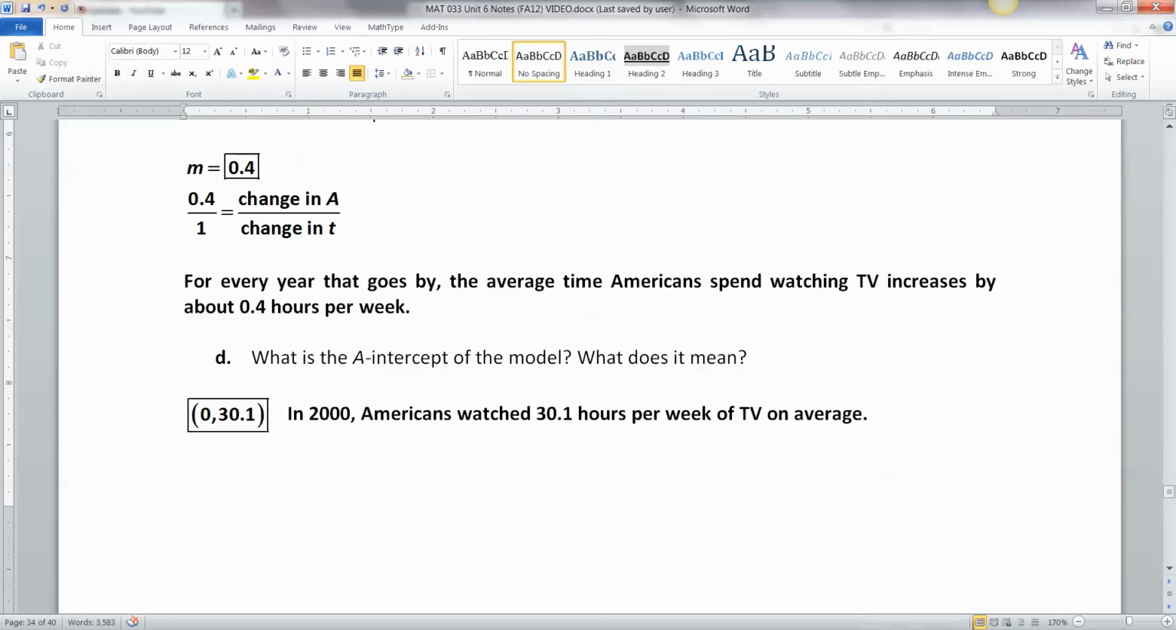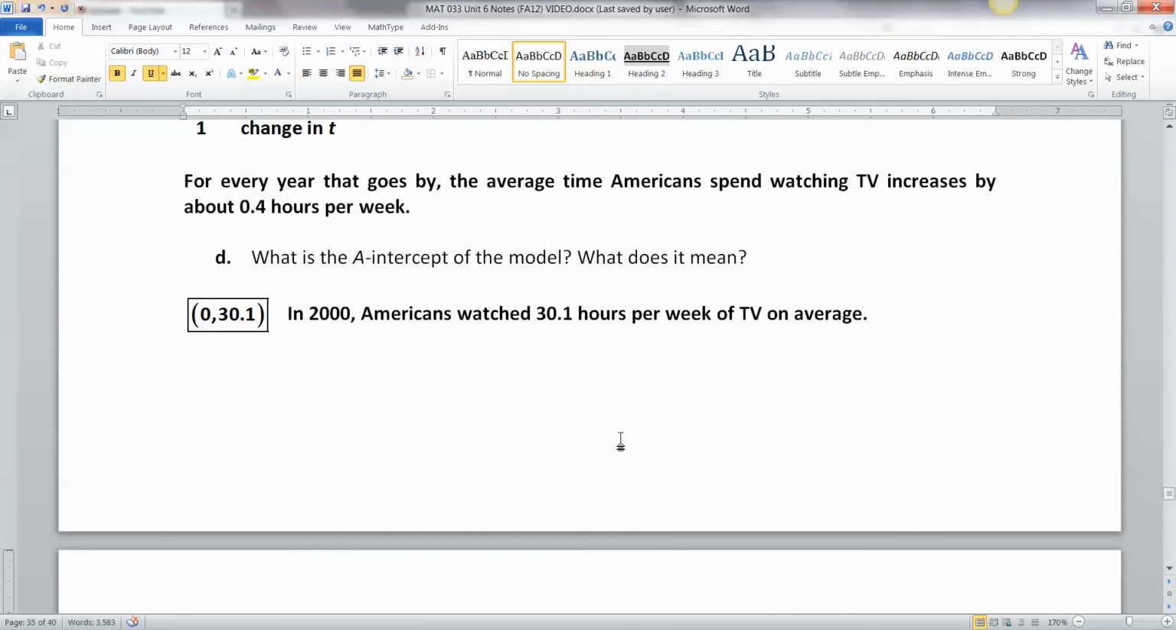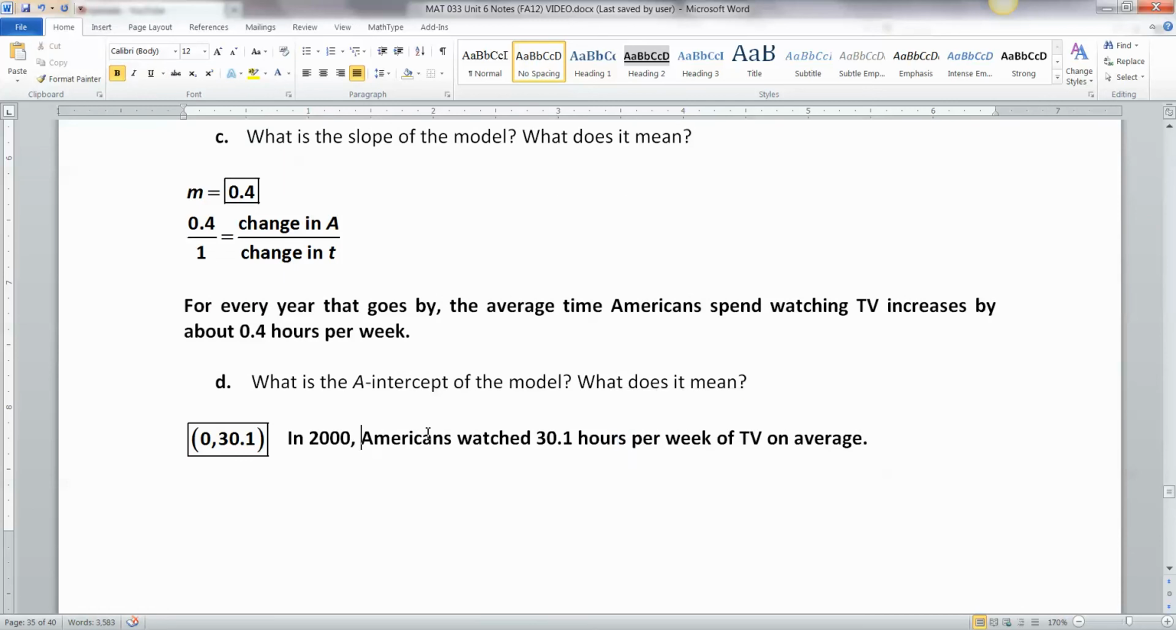You want to make an English sentence that makes sense of this and that is mathematically correct. So you can say things like, in 2000, TV watching was about 31 hours per week on average for Americans, something like that. So Americans watched about 31 hours per week on average. I should say the word about, because we don't know it was exactly this. We just think it was about that.